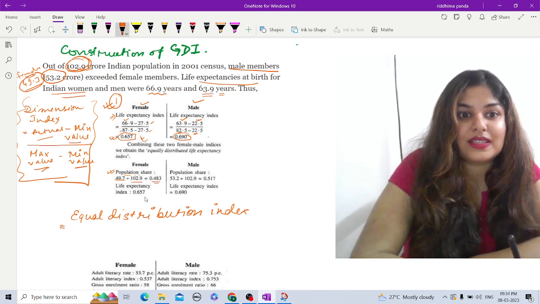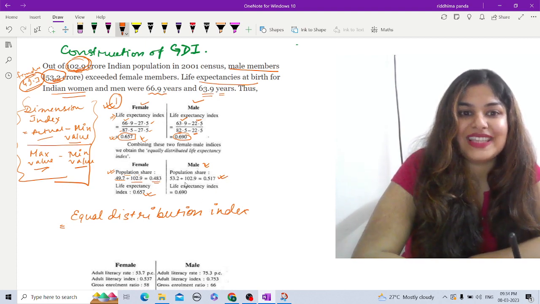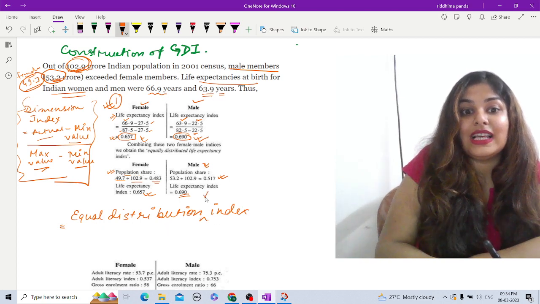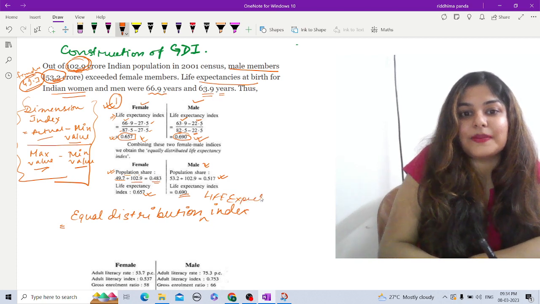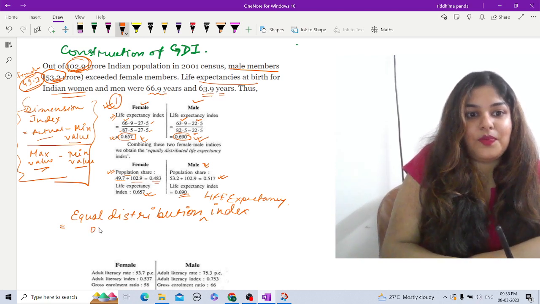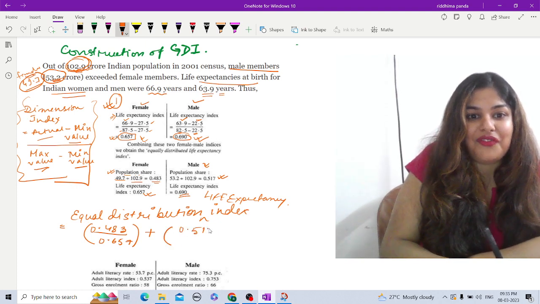And as calculated above, this is our life expectancy index. Similarly for the male, the population share is 53.2 divided by 102.9, so that is 0.517, and the life expectancy index as calculated is 0.690. Now for the equal distribution life expectancy index, that is 0.483 divided by 0.657 plus 0.517 divided by 0.690, whole to the power minus 1.